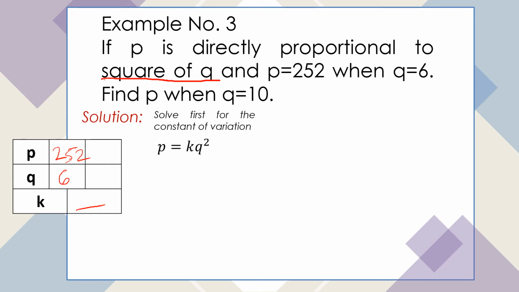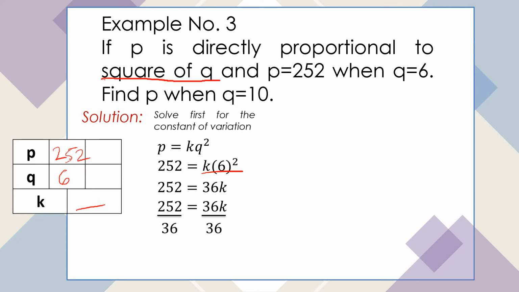Then we substitute p as 252 and q as 6. Square the right side first: 6 times 6 is 36. That will be 36k. Divide both sides by 36. 36 divided by 36 cancels, becoming 1, so it's just k. K is equal to 7, because 252 divided by 36 is 7. Therefore, the equation of variation is p equals 7q squared.